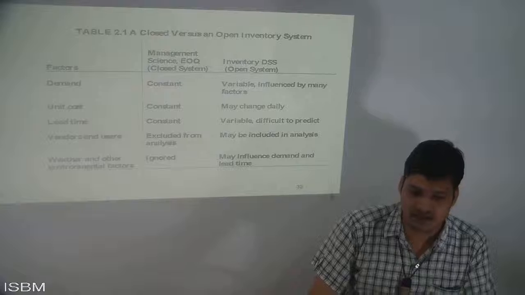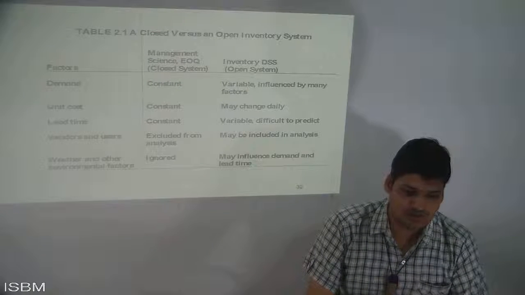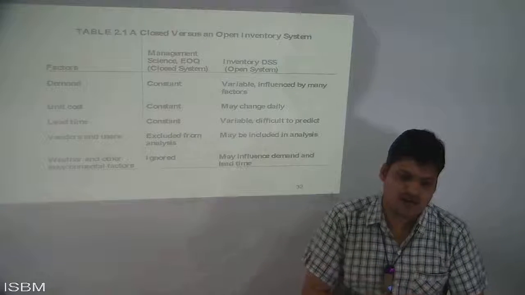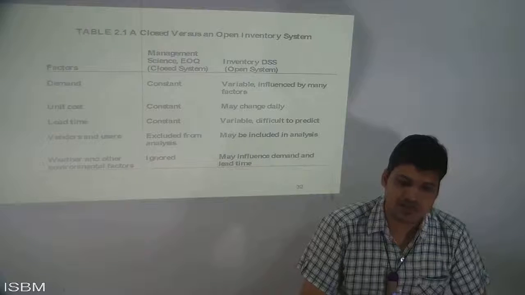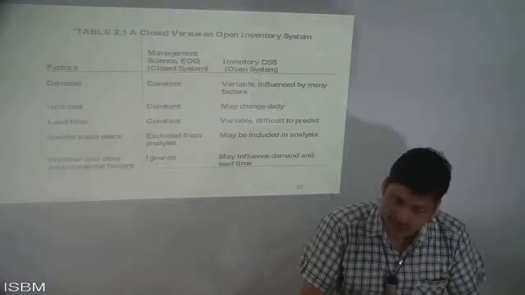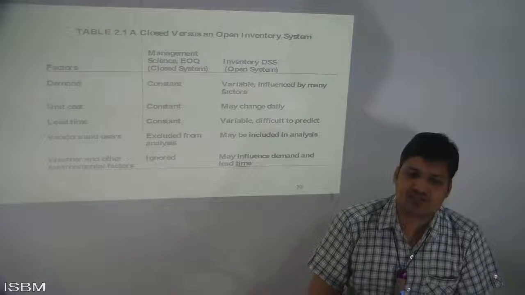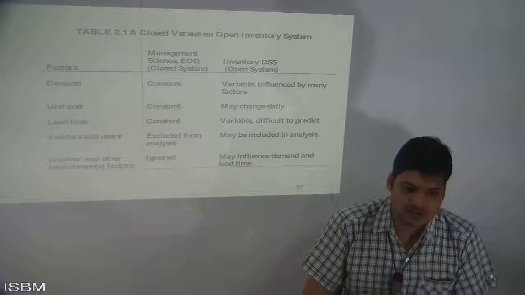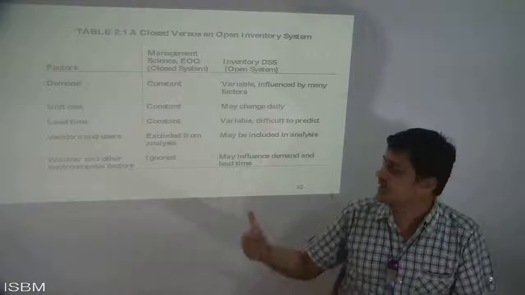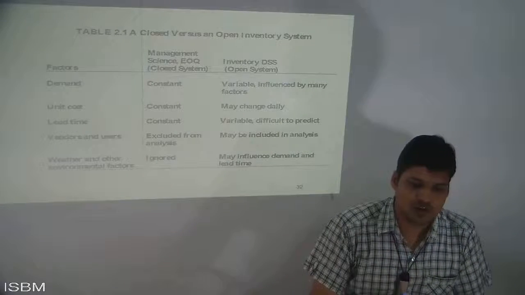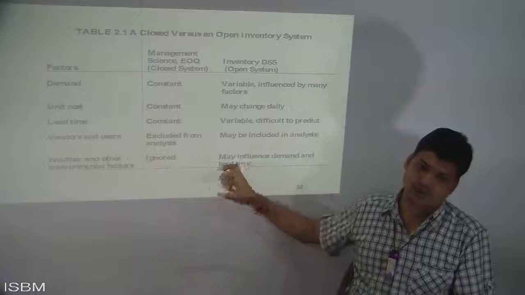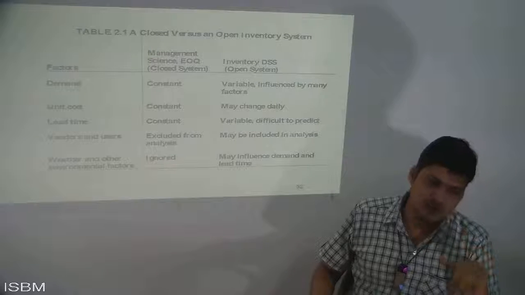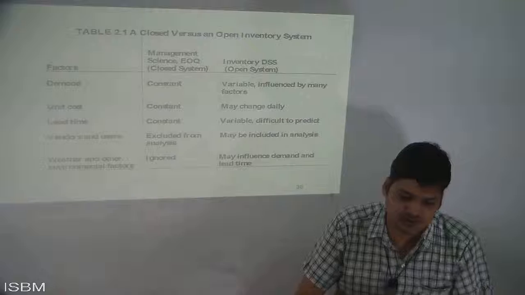What are the factors? Demand is constant in the closed system, but in the open system, inventory DSS decisions are variable, influenced by many factors. Unit cost is constant in the closed system, but may change daily. Lead time is constant in the closed system, but in the open system it is variable and difficult to predict. Vendors are excluded from analysis in the closed system, but may be included in the open system. Weather and other environmental factors are ignored in the closed system, but here they may influence demand and lead time. So they have given you the differentiation between closed and open systems using some factors.